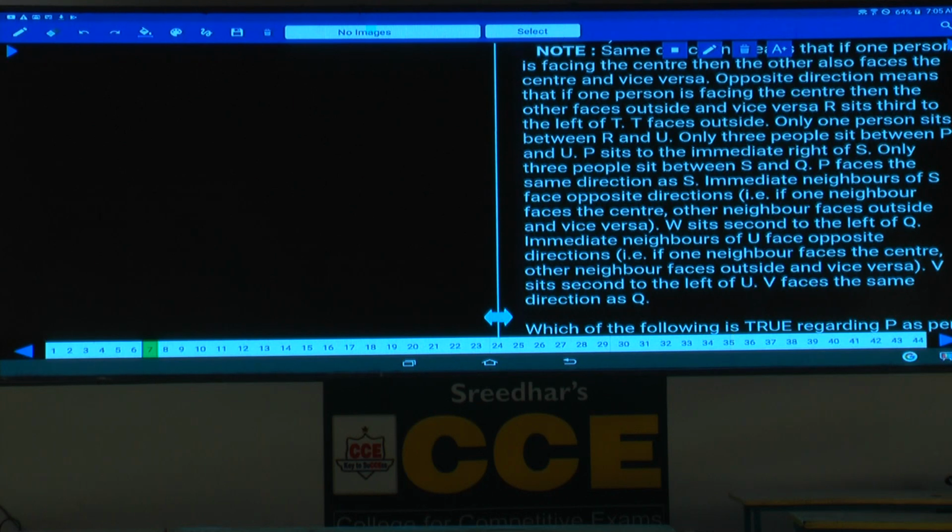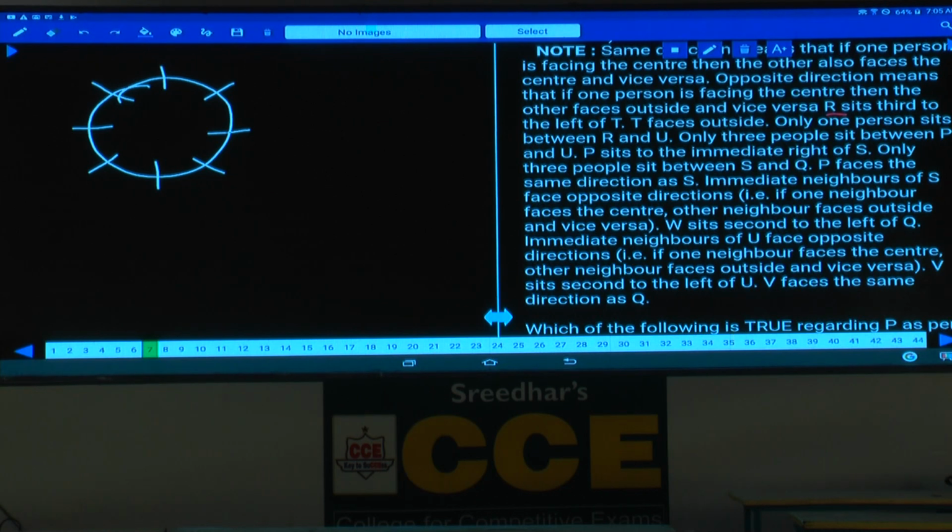Now we can start from this information. R sits to the left of T. Now in these types of questions, wherein some persons are facing inward and some are facing outward, the first thing you are supposed to check is whether any information is given about a person who is facing towards the center or away from the center, isn't it? Now from there we can start here.